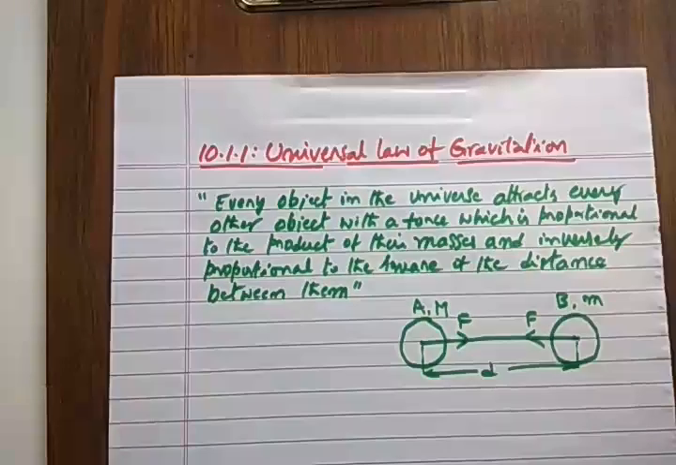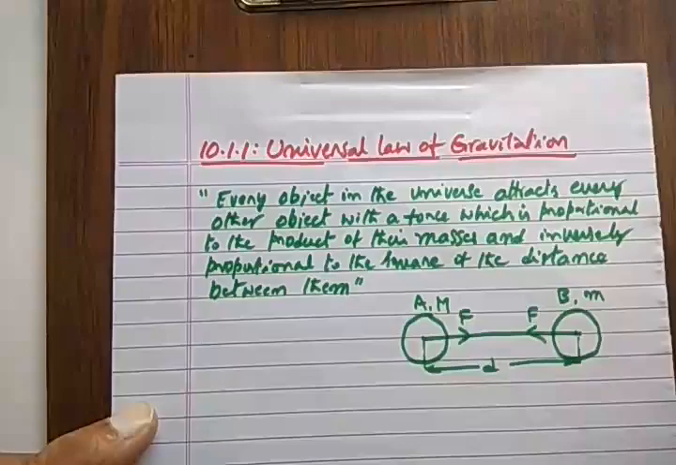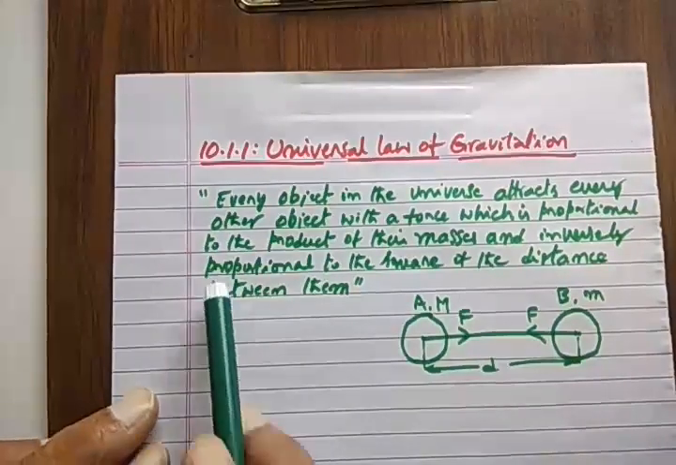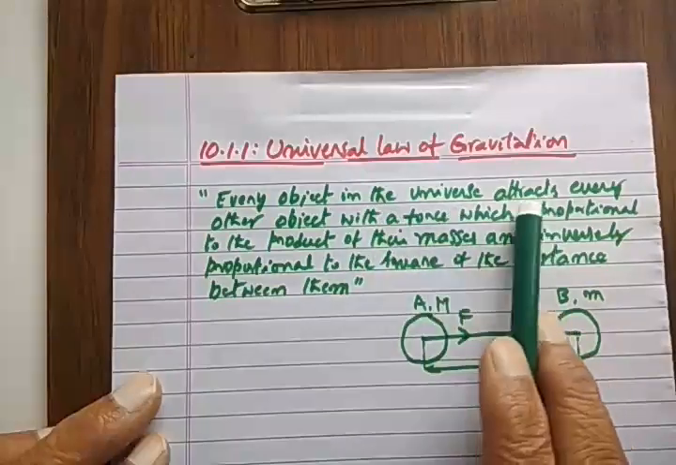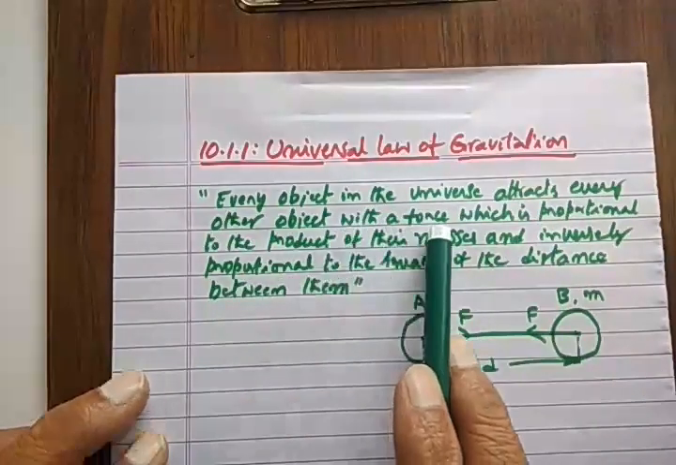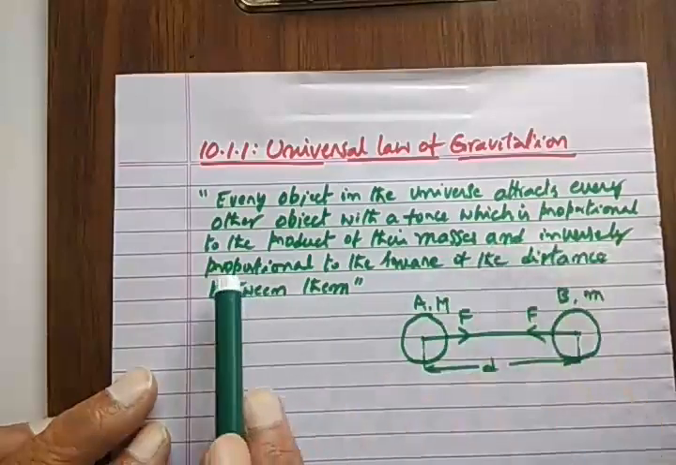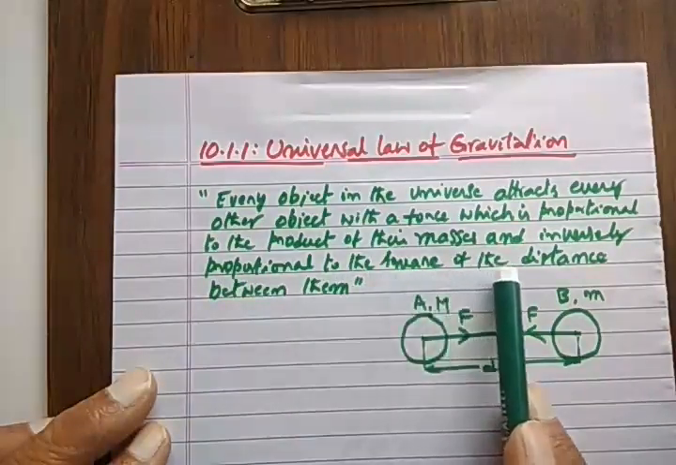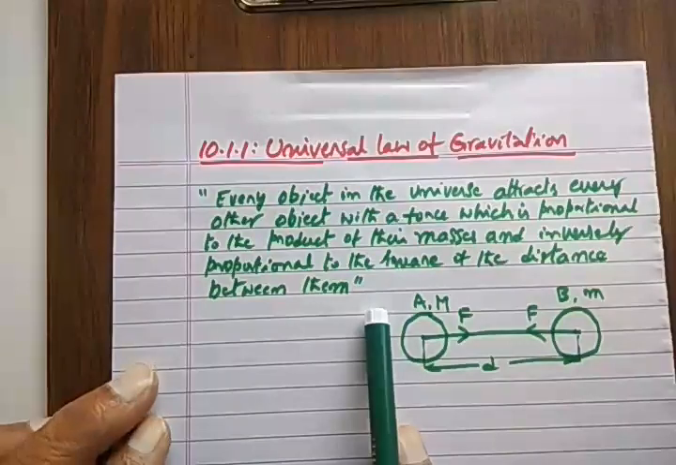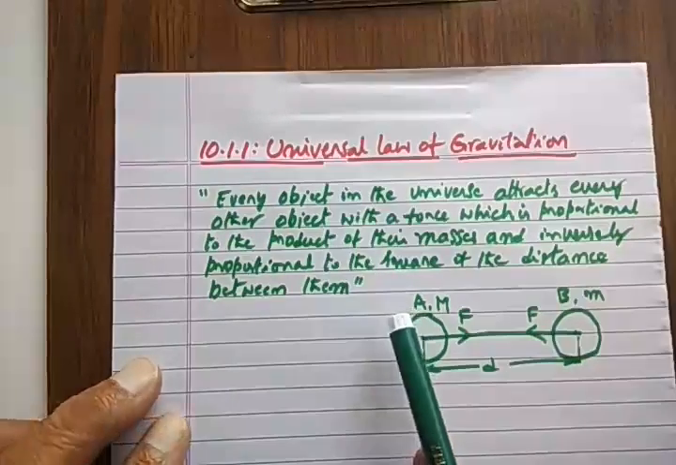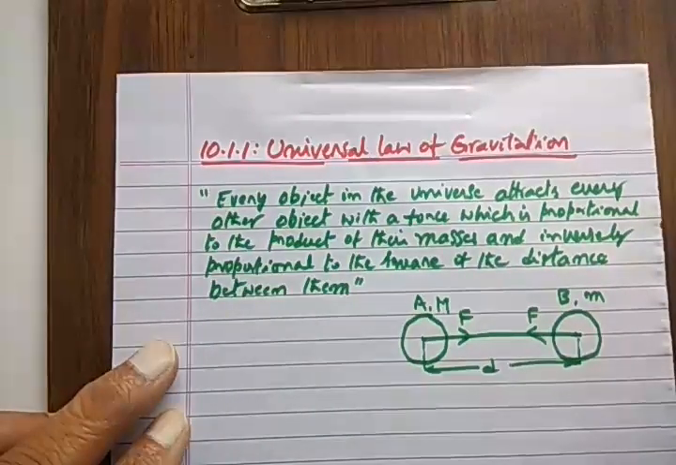So in this class, we will study about the universal law of gravitation. So the definition is like this. Every object in the universe attracts every other object with a force which is proportional to the product of their masses and inversely proportional to the square of the distance between them. So there are three things in this definition. We will understand all the three.